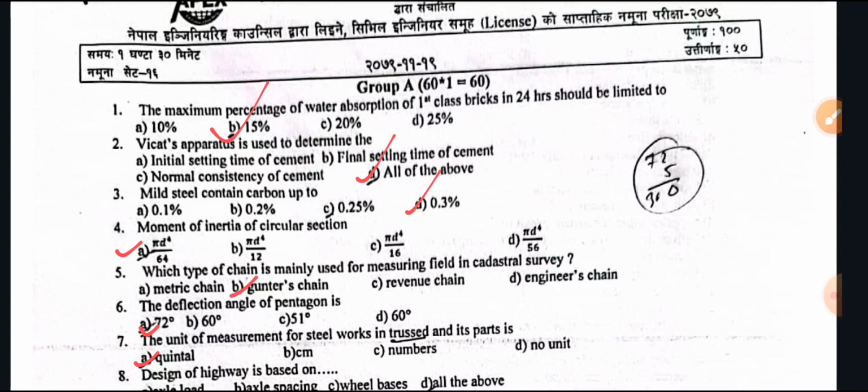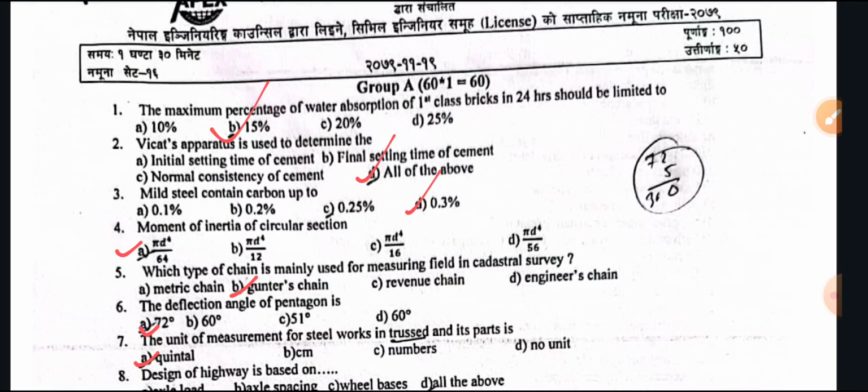Moment of inertia of circular section is pi d to the power 4 upon 64, whereas that of semicircular is pi d to the power 4 upon 128, which is half of the circular section.